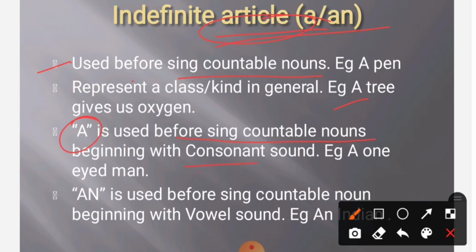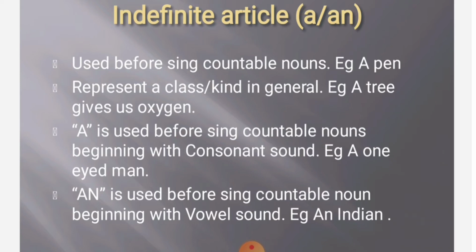Example, a one-eyed man. Now in this, the word one-eyed, you may be thinking that it begins with a vowel letter, but when we speak the word one, the w sound is produced. That is the reason that instead of writing an, we are writing a one-eyed man. Use of an: an is used before singular countable nouns beginning with a vowel sound, like an Indian. In Indian, I is a vowel, and before that we use an. So here we have learnt about the use of a or an. A we use with words which start with a consonant sound, and an we use with words which start with vowel sounds.